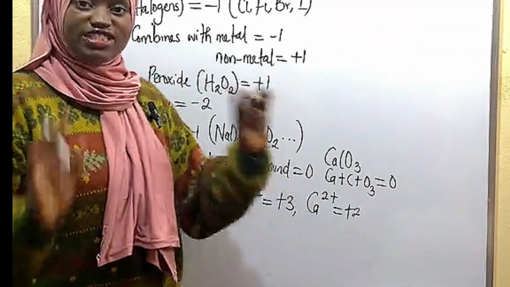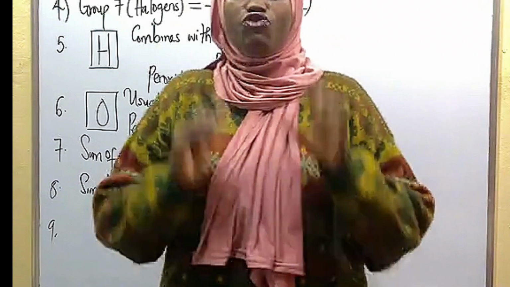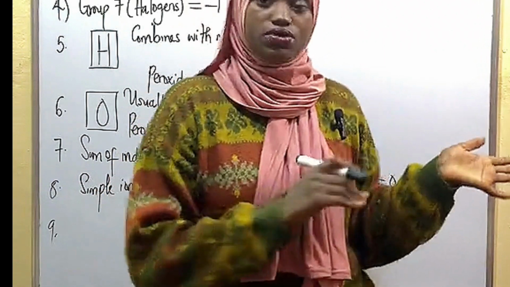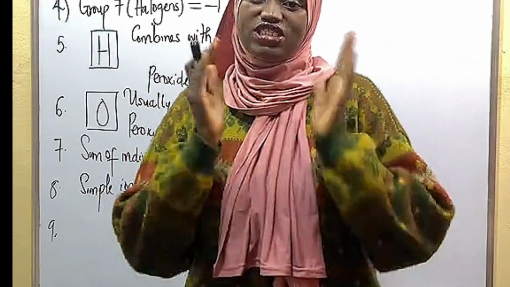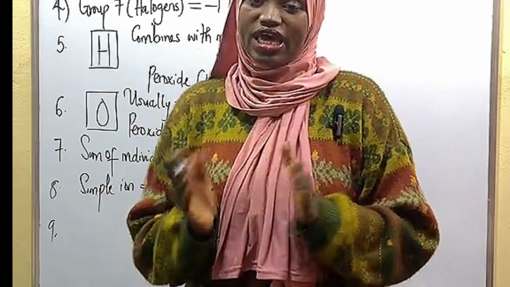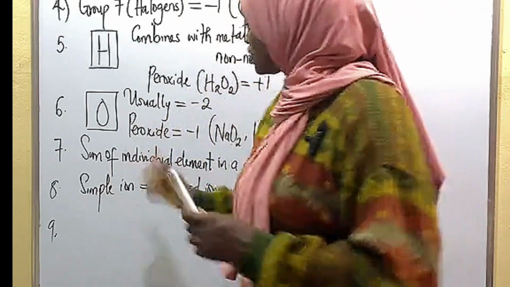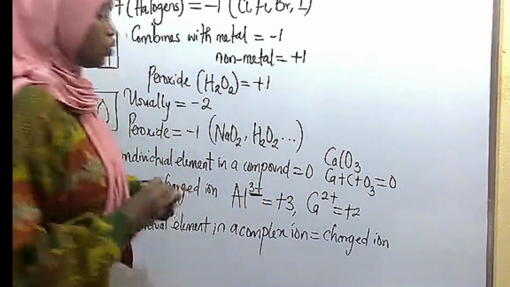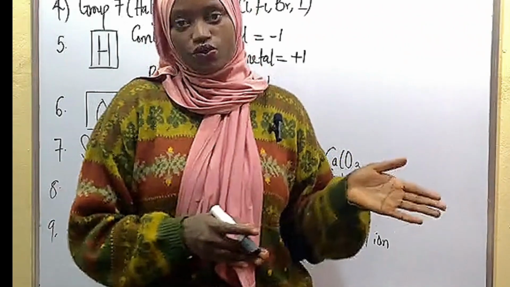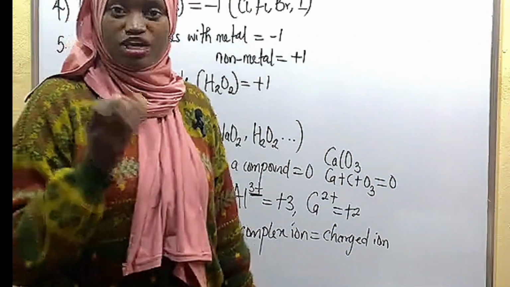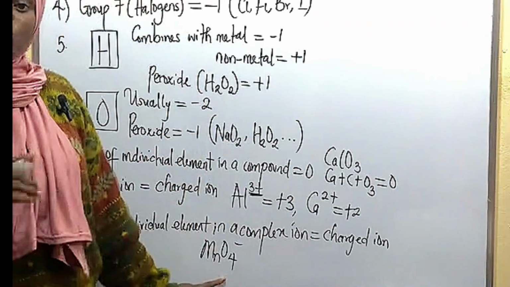Okay, so the 9th rule, number 9, states that for a complex ion, we have the simple ion, we also have the complex ion. For the complex ion, the sum of its individual elements in a complex ion is equal to the charge on the ion. So let's put this in writing. The sum of individual elements in a complex ion is equal to the charge on the ion. An example of a complex ion is MnO4-. This is a complex ion.